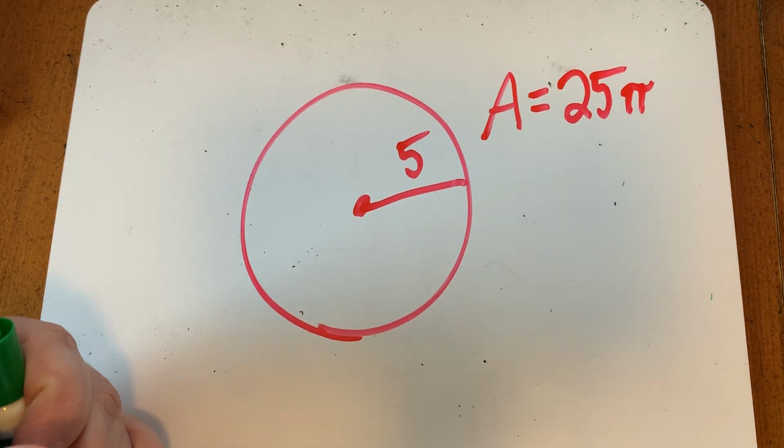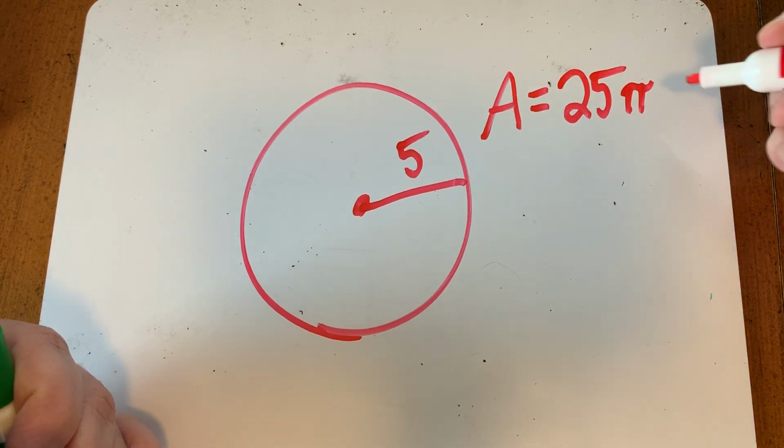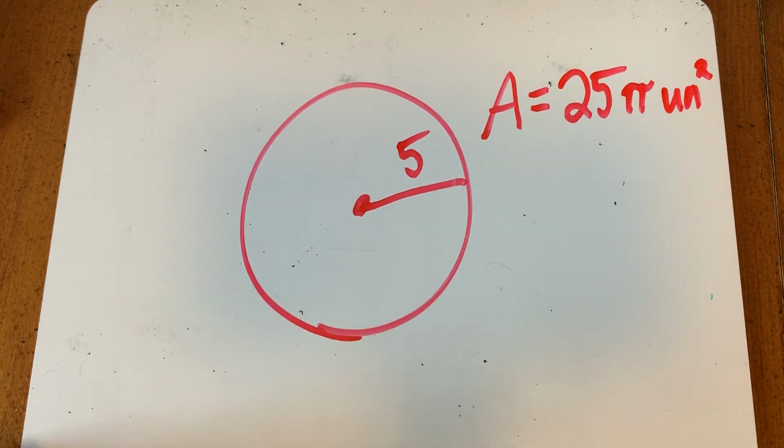So if you're, I don't know, buying paint and you're trying to paint a circle, you wouldn't go to the paint store, just be like, oh, I need 25 pi square feet of paint. You would figure out how much it would take in like gallons or liters or however that paint store measures their paint. And also, don't forget units squared. It's still an area, still needs units squared. All right.